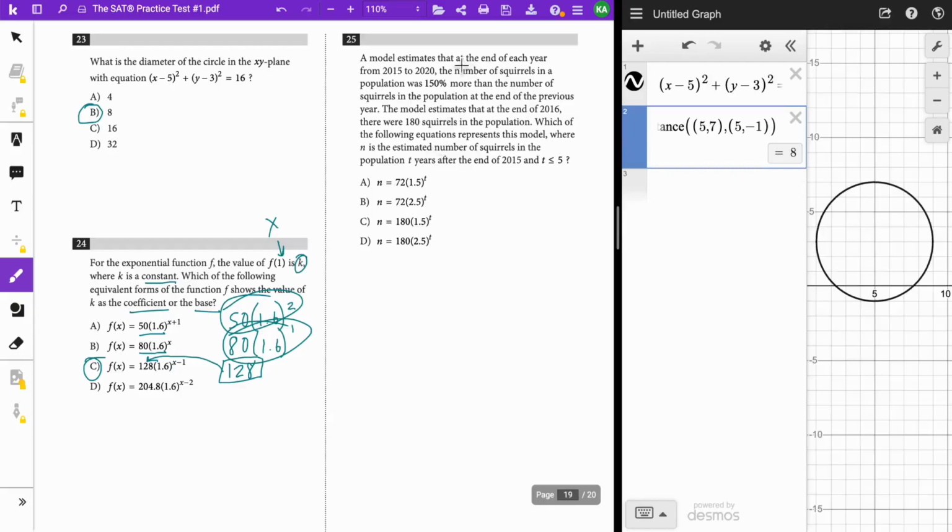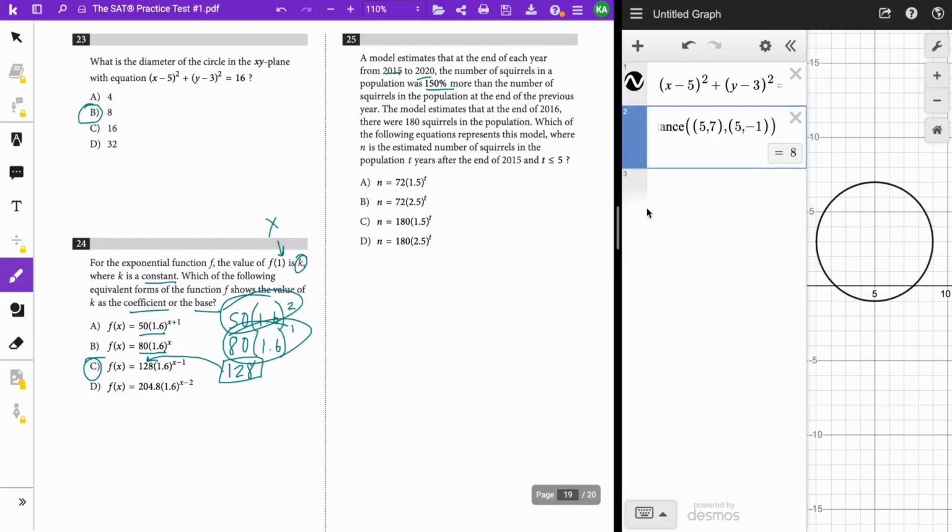What about 25? The number of squirrels goes up by 150% between this year and this year. And it says at the end of 2016, there were 180 squirrels in the population. So which of these is going to represent that? Let's try to figure it out.